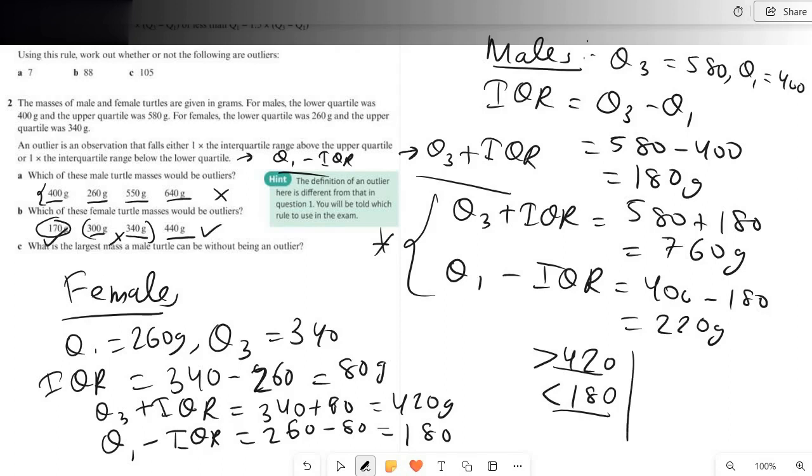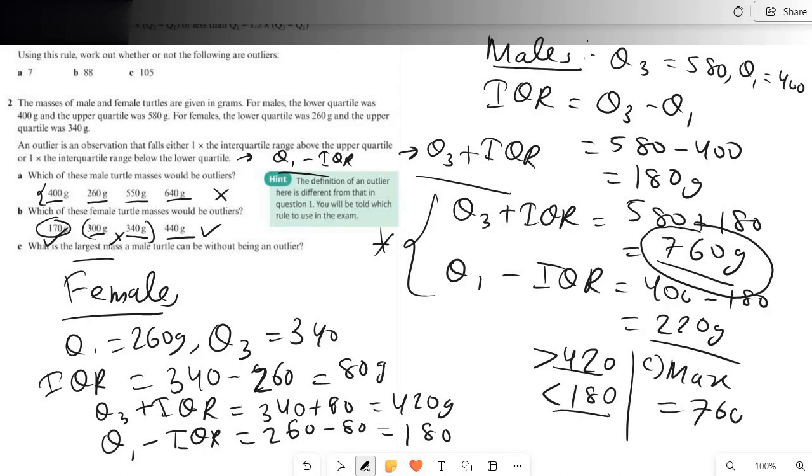For number C, we have to find the greatest mass or the largest mass a male turtle can have without being an outlier. So from the previous workings, we have found out that the maximum mass a male turtle can have without being considered as an outlier is 760, and the lowest mass is 220. Therefore, the maximum mass is going to be a value of 760 grams. And this is our answer.